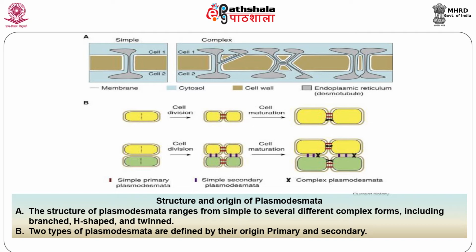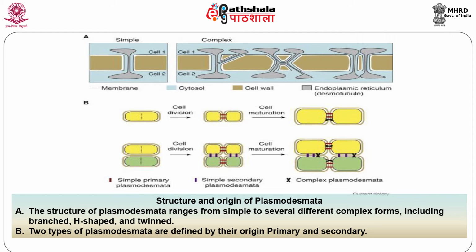A. The structure of plasmodesmata ranges from simple to several different complex forms, including branched, H-shaped and twins. And figure B shows two types of plasmodesmata defined by their origin: primary and secondary. Now, we are going to see first of all the simple stage of plasmodesmata, where there are no desmotubules and no endoplasmic reticular connection is found.